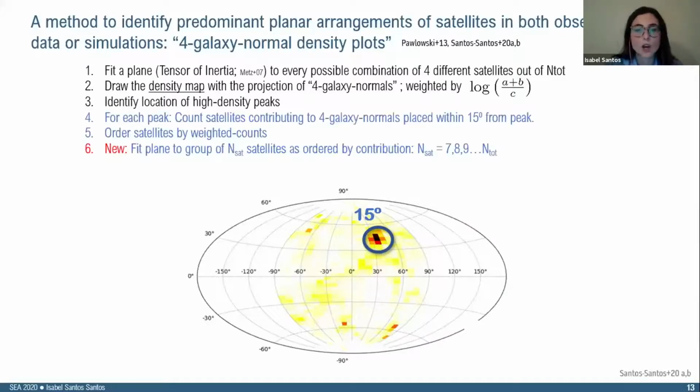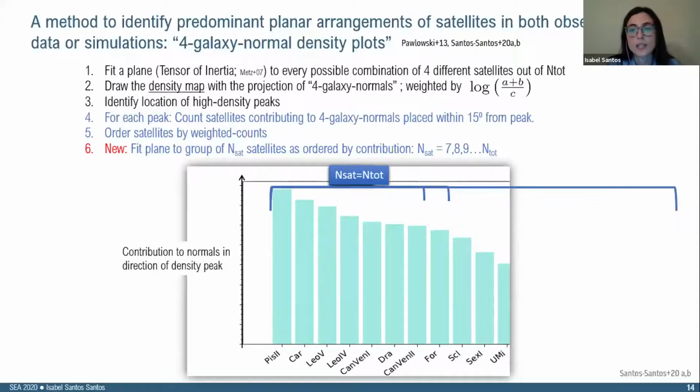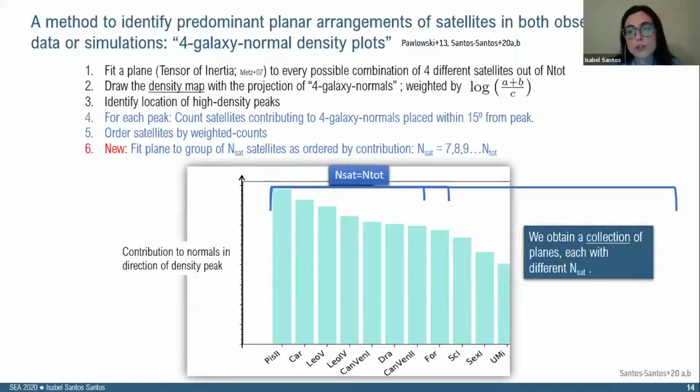Satellites are then ranked by their contribution to normals in the direction of the peaks, and we fit the plane to increasing groups of satellites following this order. So we fit the plane to the 7 satellites that contribute most. Then we add 1 satellite at a time and we repeat the plane fitting process until we use all the satellites. In this way, for each of the overdensities found, we have a collection of planes of satellites that defines that planar structure.